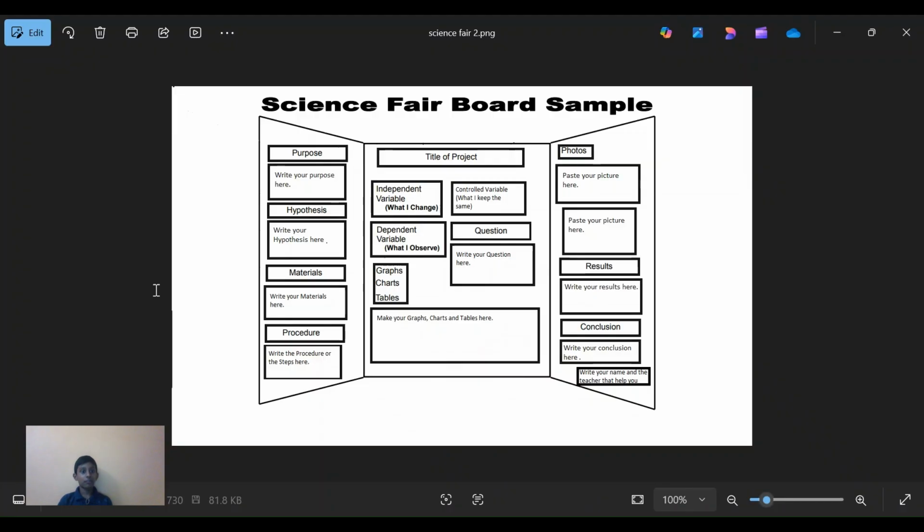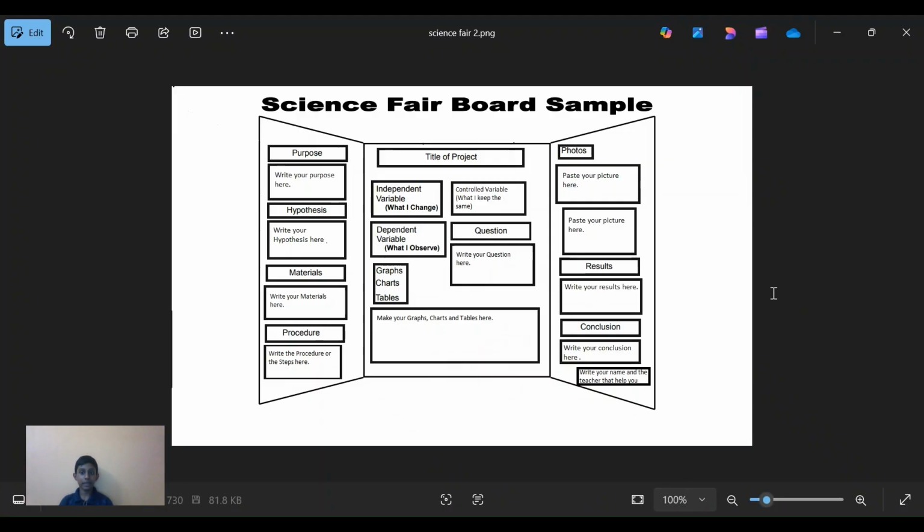The definition of independent variable is the independent variable is the single factor deliberately changed or controlled by the experimenter to test its effect on the outcome. The example is in the music experiment, the independent variable is the type of music: classical, rock, or no music.